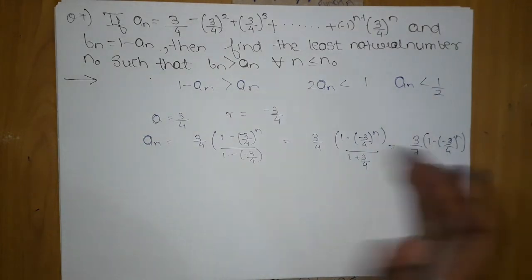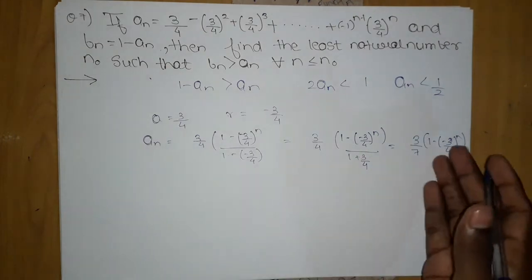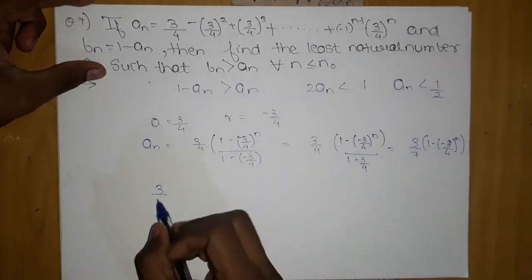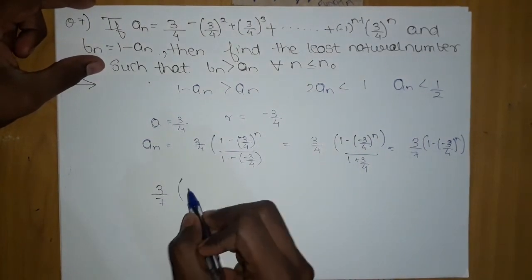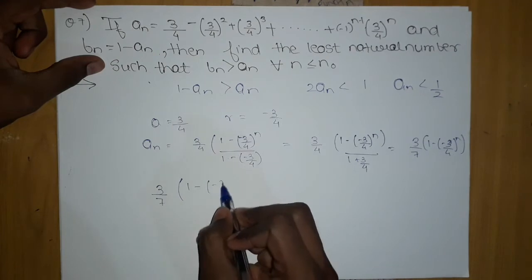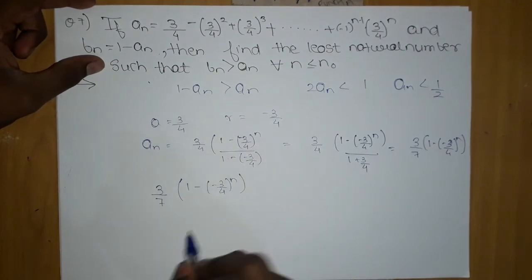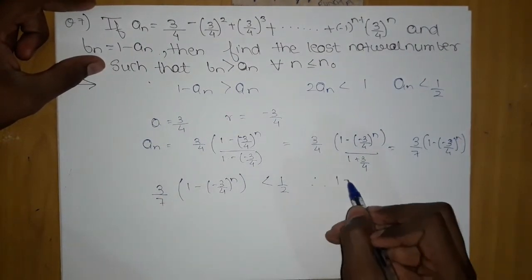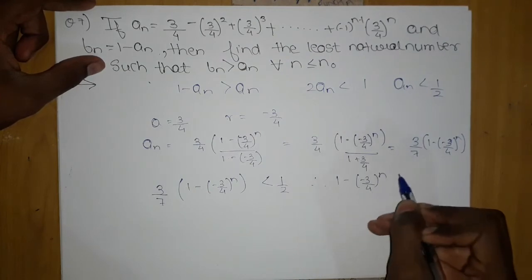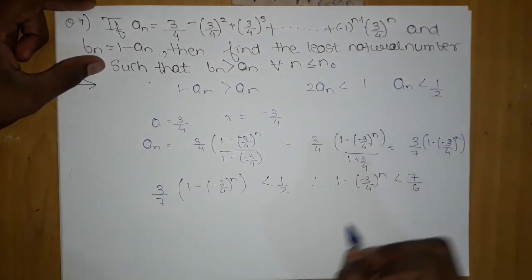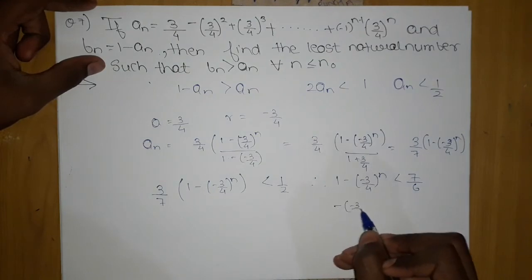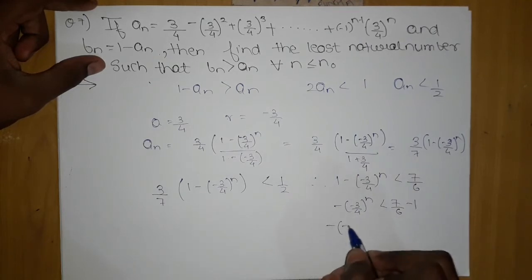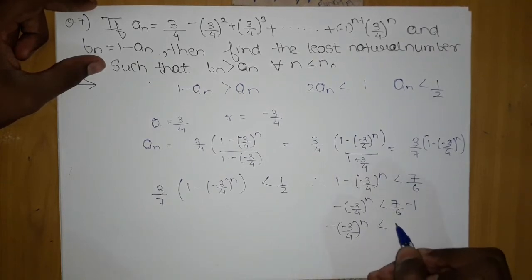Now we got this, and an should be less than 1 by 2, and this is an, so let's substitute this value here. So 3 by 7 into 1 minus (minus 3 by 4) power n, this is an, should be less than 1 by 2. Then in the next step, can I move this? All these terms are positive. So 1 minus (minus 3 by 4) power n should be less than 7 by 6. Very simple. Further on, minus (minus 3 by 4) power n should be less than 7 by 6 minus 1, which is 1 by 6.